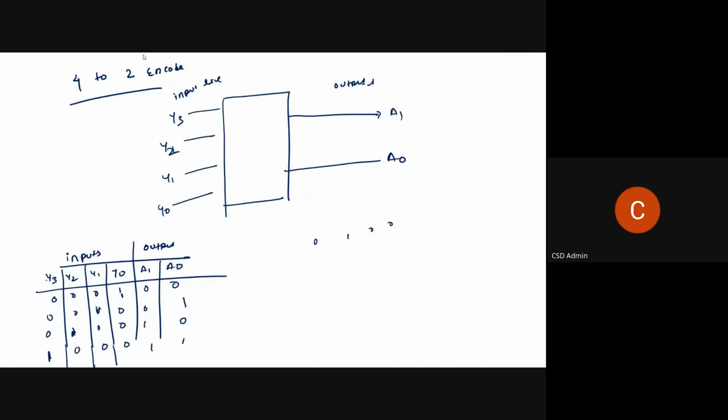Priority encoder means, suppose there are inputs here. Okay, let's see. Here you can see that only one can be high at a time, right? But suppose 2 inputs are high, this input is also high. At that time a priority encoder is used. So if Y0 has more priority, then the output will be 0, 0. If Y3 has more priority, then it will be 1, 1. It's a simple thing, priority is just added, nothing more.